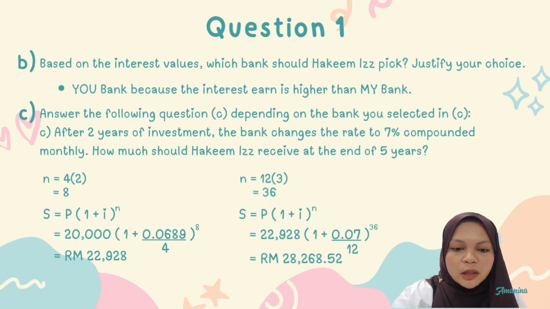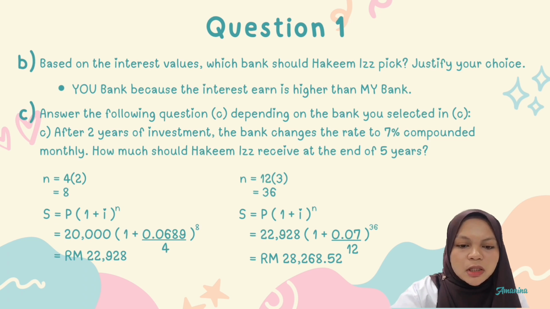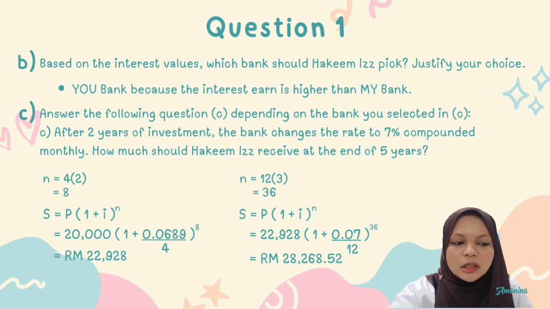First, we need to find the value for 2 years of investment. n = 4 × 2, and we will get 8. Using the same rate of compound interest, which is 0.0689/4, insert it into the formula S = P(1 + i)^n, and we will get 22,928 ringgit. Next, change the rate of compound interest to 7% compounded monthly for the rest of the period, which is 3 years. Using the same formula, n = 12 × 3, we will get 36. Insert it into the formula and we will get 28,268 ringgit 52 cents.